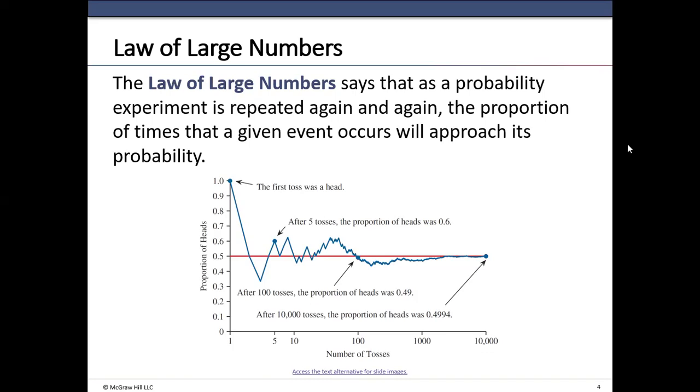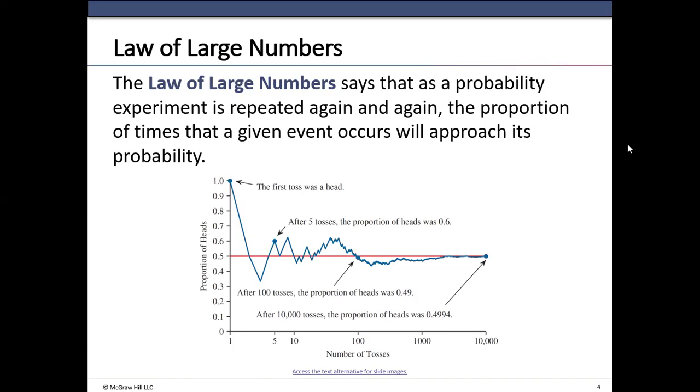As the arrows point out, you do not necessarily get half heads and half tails if you toss the coin 5 times. If you toss the coin 5 times, the blue dot, the proportion of heads, is 0.6. That means out of 5 tosses, you got 3 heads and 2 tails. But you keep on continuing to toss. So what happens after 100 tosses? After 100 tosses, the blue line crosses the red line and goes down.